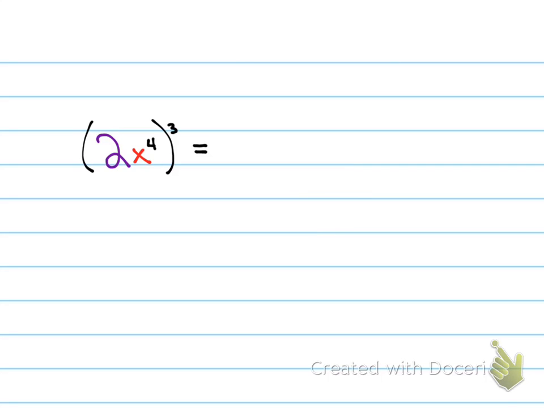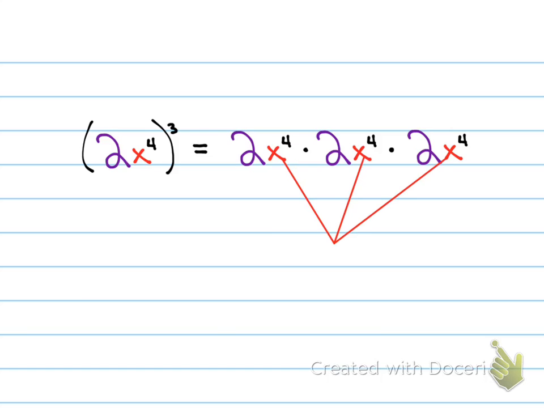Okay, so let's look at another one just like that. So I have 2x to the 4th power, and I've got that raised to the 3rd power. So I'm going to do this 3 times. So I'm going to have 2x to the 4th times 2x to the 4th times 2x to the 4th. And then we're going to go ahead and collect our like terms. So if we look at our x's, that would be 4 plus 4 plus 4, should give me x to the 12th. And then I have 2 times itself 3 times, so that's 2 to the 3rd, or I could multiply that all out. 2 times 2 is 4, times 2 is 8. So our final answer here is 8x to the 12th power.